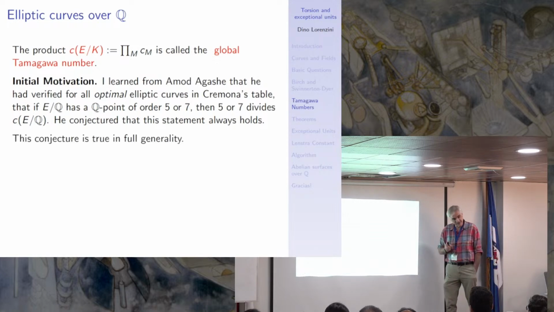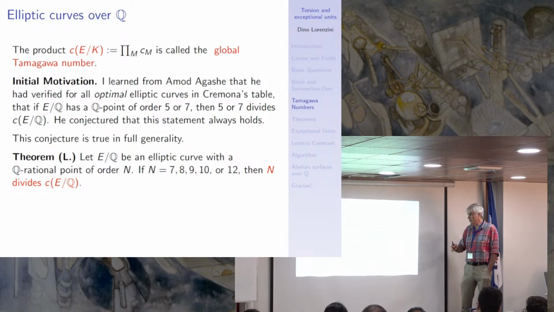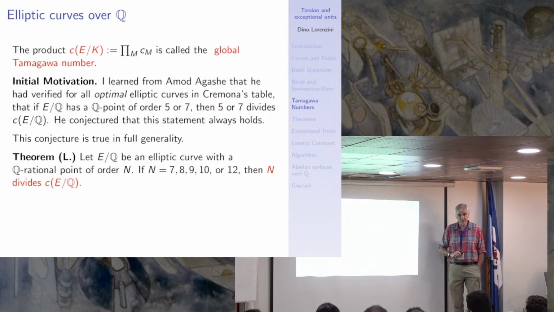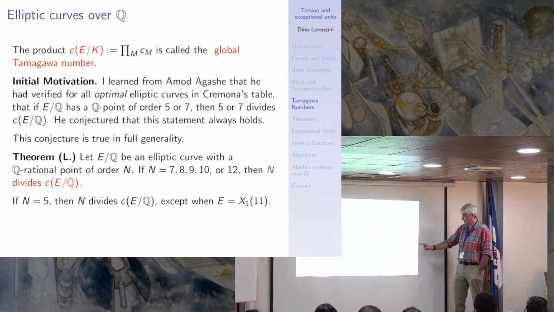So the conjecture is indeed true in full generality. What I can prove for elliptic curves over Q is even slightly better. If you take an elliptic curve over Q with a Q-rational point of order n, which is 7, 8, 9, 10, or 12, so the largest that the torsion can be by Mazur's theorem, then n has to divide the product of the Tamagawa numbers. And then for 5, there's a little twist: n divides the Tamagawa number except when the elliptic curve is X_1(11).